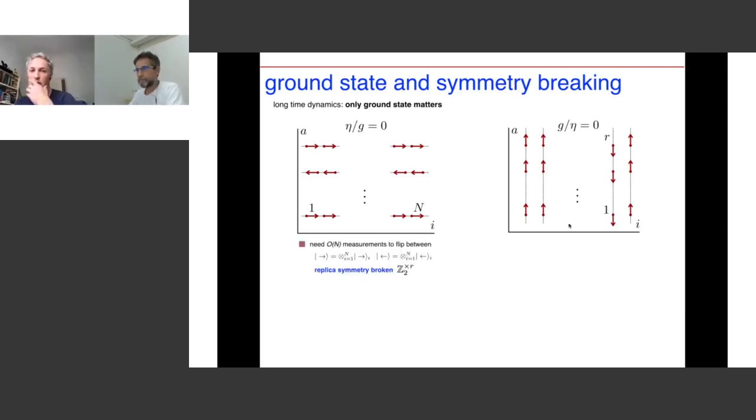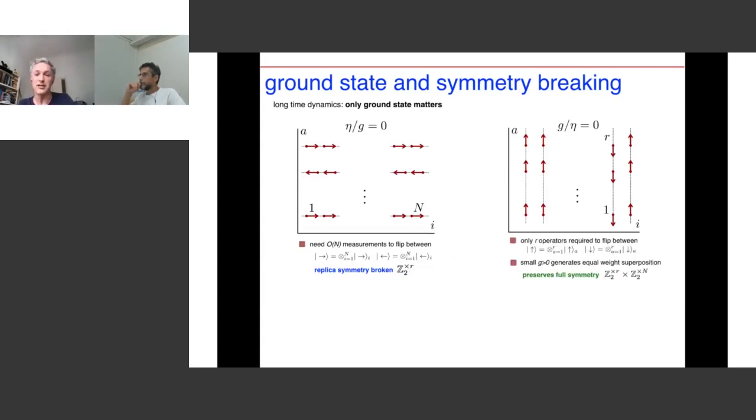Okay, so then to flip such a sigma x polarized state in a given replica channel to the opposite, you would have to apply order n measurements, which means that that's very hard to do. So after the system has decided to go into one of these ground states, this is robust and should be stable. So in the weak measurement limit, assuming one of these ground states, replica symmetry Z2 to the R should be broken.